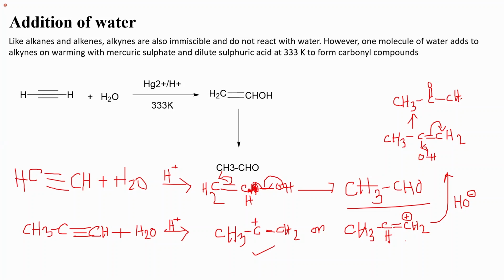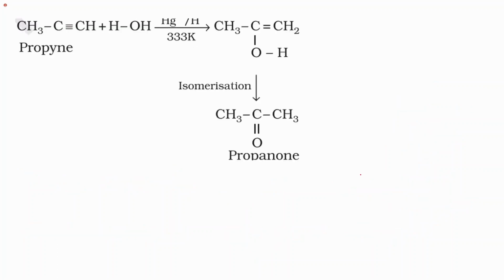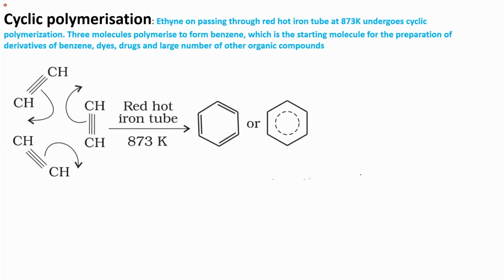But where are we getting the aldehyde from? Acetylene. Only if you have the acetylene moiety are you getting the acetaldehyde molecule. But when you have a propyne molecule, then you are generating the ketone moiety. Okay. This example has also been given in your notebook.